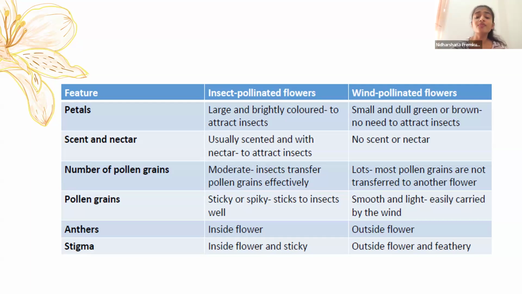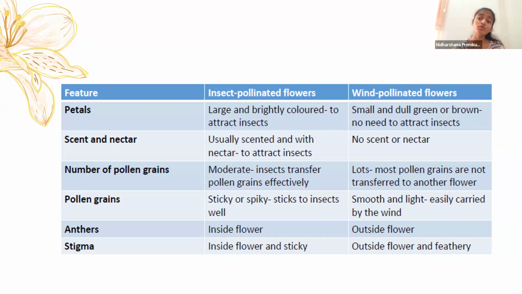The number of pollen grains. In insect-pollinated flowers, there's a moderate number of pollen grains because insects transfer pollen grains effectively. They land on the anther of one flower, they get it on their body, and they go to the stigma of another flower, and then they transfer those pollen grains onto the stigma of that flower.